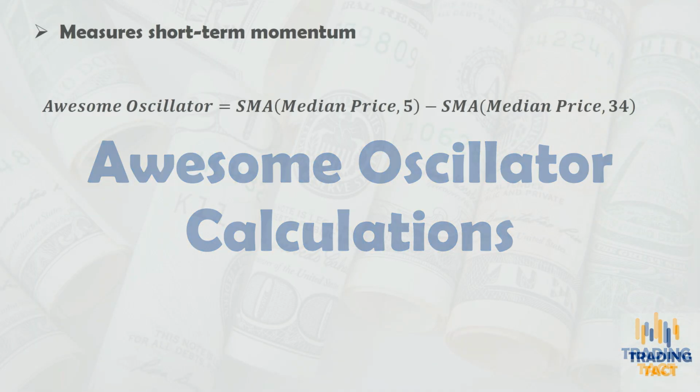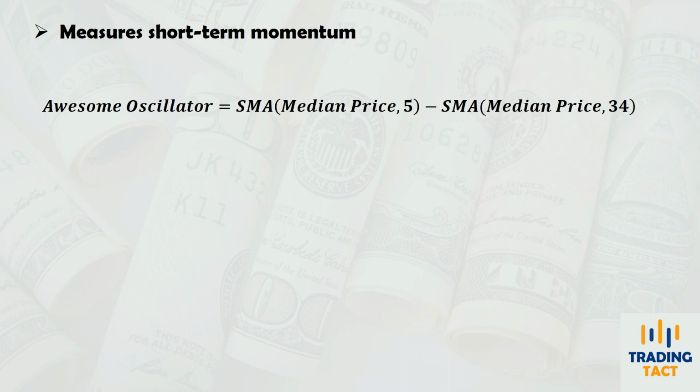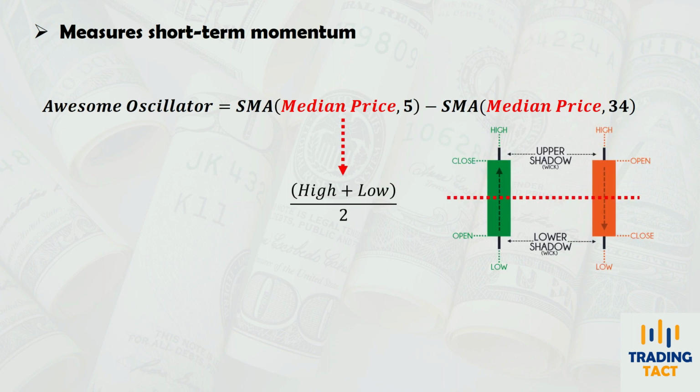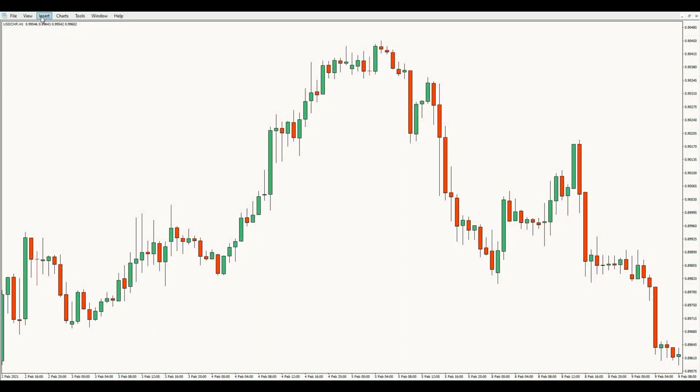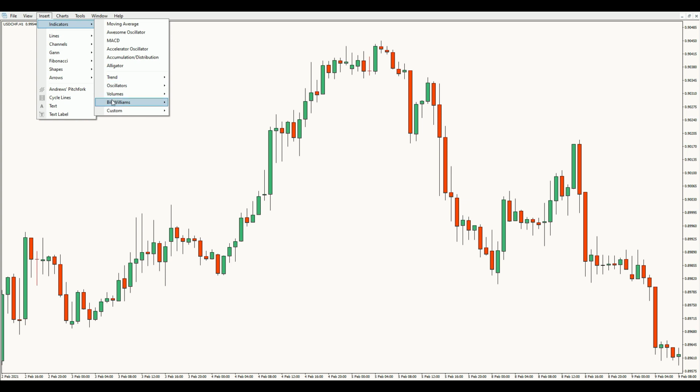The Awesome Oscillator is a momentum indicator that measures the difference between the 5-period SMA and the 34-period SMA. But unlike most indicators that use closing prices, the Awesome Oscillator uses the median price, which is the average of the bar's high and low. The 5 and 34-period lookbacks served Williams just fine, you probably shouldn't optimize them. The Awesome Oscillator is available in MT4 by default, under the Bill Williams folder.